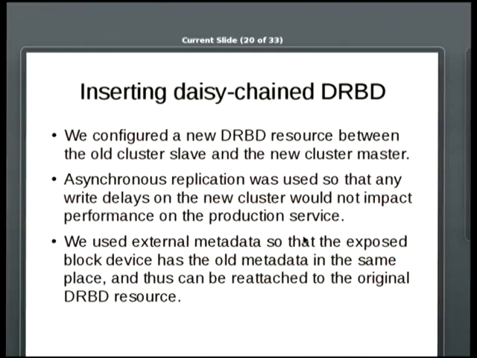We then configured a new DRBD resource between the old and new clusters. For that, we used asynchronous replication, the reason being that if something went terribly, terribly wrong in the new cluster, which is not in production, we don't really care and we don't want it to affect what's going on in the old cluster at all.